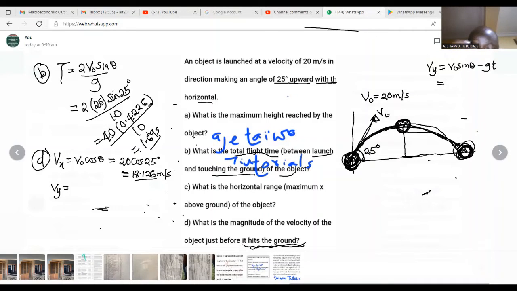So what's the time you put there? Time of flight, 1.69. You have no choice, it has to be time of flight. So your V naught is 20, sine theta is 25, minus 10 times time of flight, 1.69, because it's the total time taken to reach the ground. So tell me the answer. First, what's 20 sine 25?